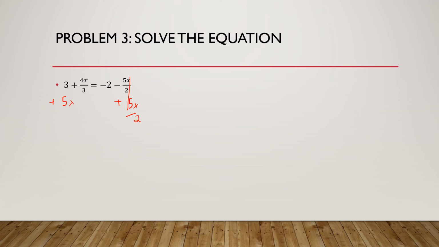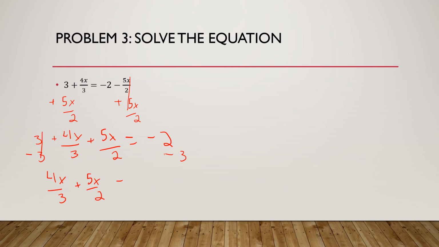Plus 5x over 2. All right, so we're going to get 3 plus 4x over 3 plus 5x over 2 equals negative 2. All right, now let's bring our constants to the right hand side of the equal sign. So we're going to bring 3 over here. So how are we going to do that? We're going to subtract 3 to cancel that out, and then we're going to subtract 3 here. So then we'll have 4x over 3 plus 5x over 2 equals negative 2 minus 3.